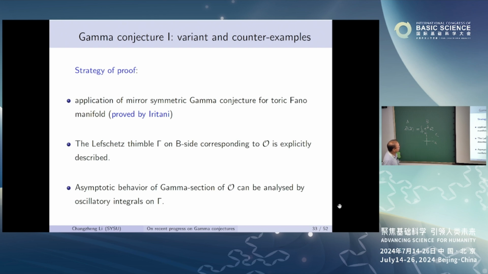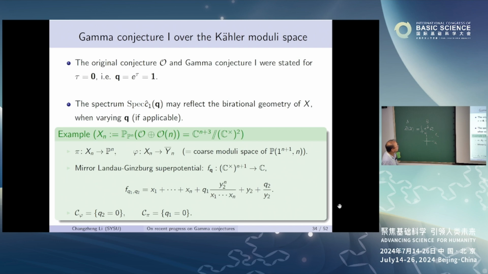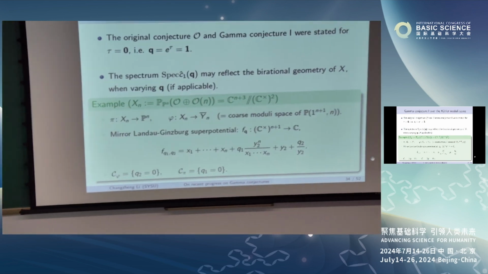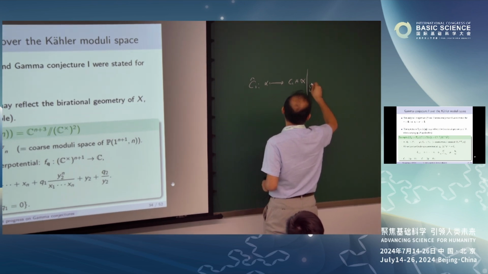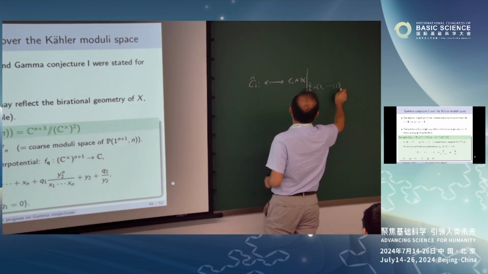So this is some strategy we can just skip first. And we need to emphasize one thing. In the statement of conjecture O and gamma conjecture 1, everything was stated by specifying Q equal to 1 first. That is tau equal to 0. Just like, if you remember, the operator alpha is mapped to alpha, and Q equal to 1.